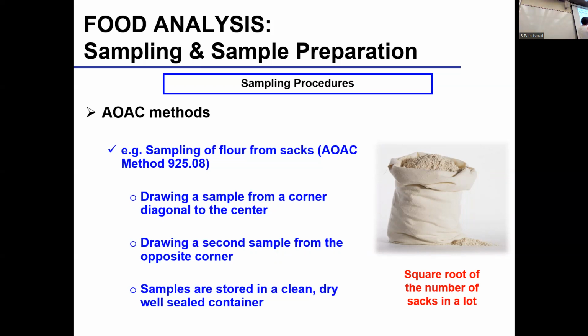And the AOAC method dictates that you pull 2 samples from each bag at opposite corners. So you draw a sample from one corner, diagonal to the center, and then you draw a sample from the other opposite corner. You make it a composite sample, and you store it in a clean, dry, well-sealed container for analysis. That is the official method of sampling for bags of flour.